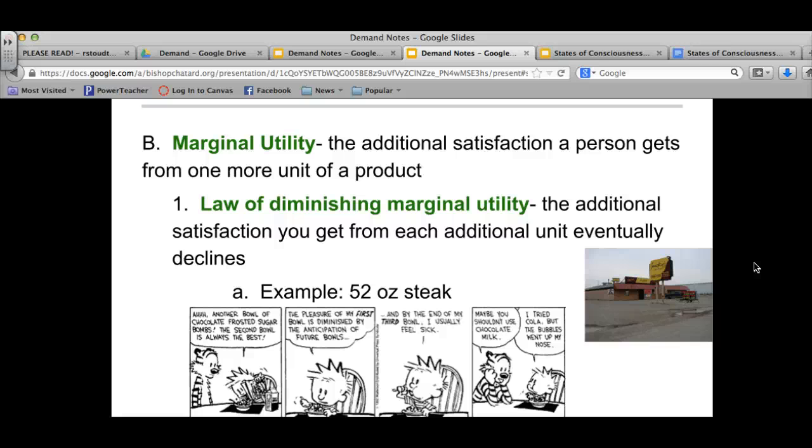So, this gives you an idea of the law of diminishing marginal utility, which also adds to why you decrease the amount of products that you are willing to purchase. In order for you to purchase more, the price has to go down. Anybody have any questions about the law of diminishing marginal utility or marginal utility as a whole? Okay.